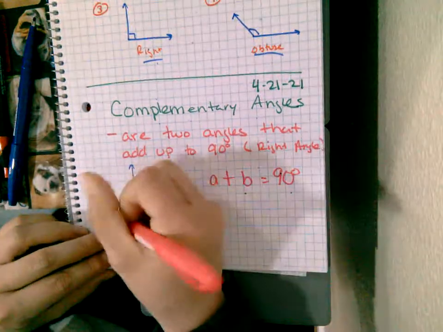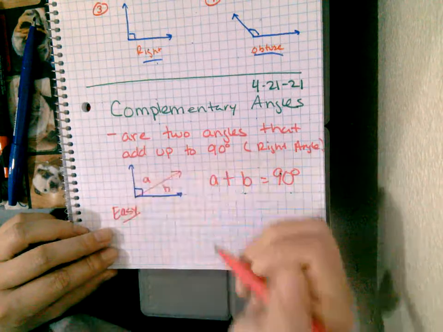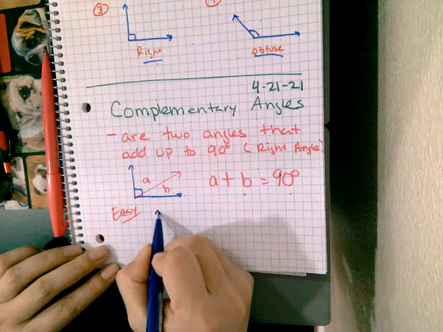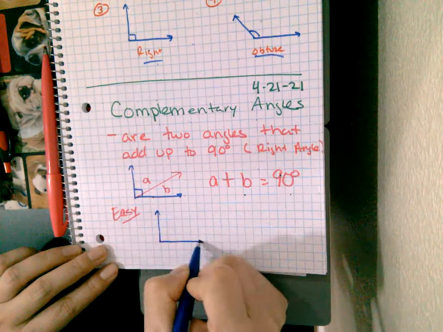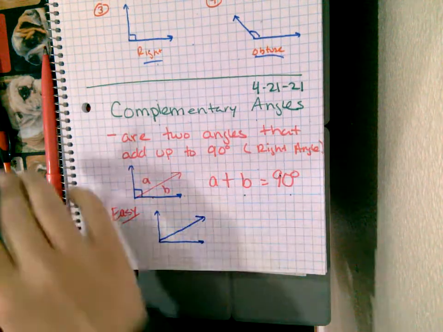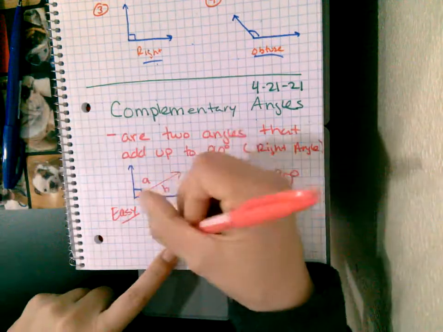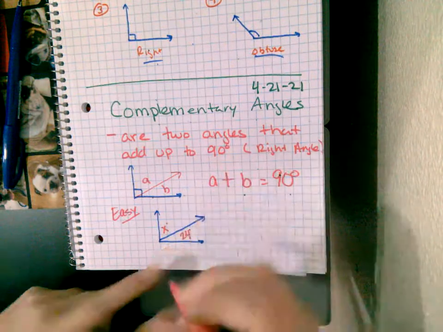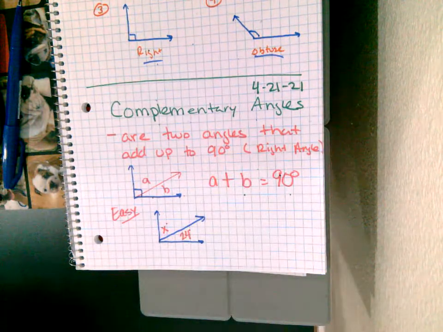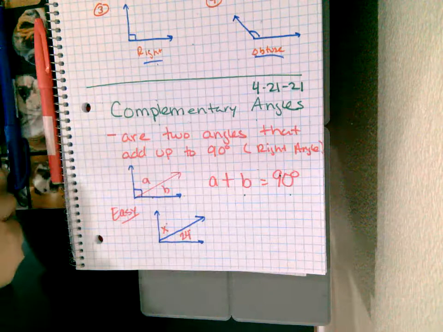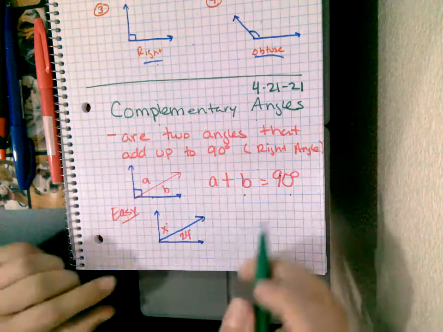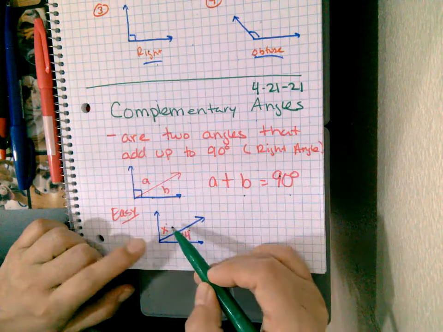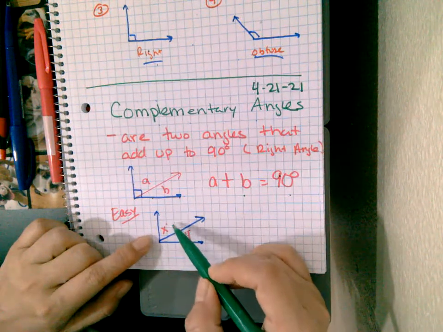So let me show you an easy problem. If I have what looks like 90 degrees, but I split it, and I say that this angle is X degrees and this angle is 24 degrees, I'm trying to solve for X. What is this mystery angle equal to?